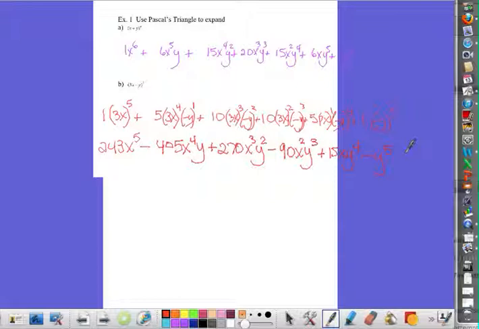All right, questions on letter B? All right, what I want you to do is I want you to flip the page, and I want you to try example 2, A and B. We're going to do it with Pascal's triangle, so just expand both of those. Okay, go on to example 2, and we're going to do that with Pascal's triangle.